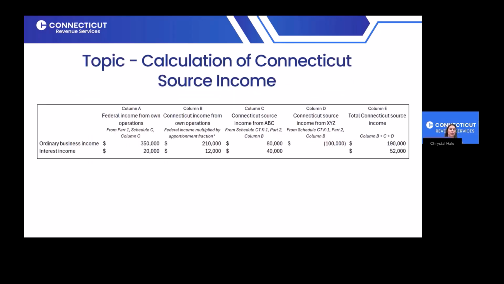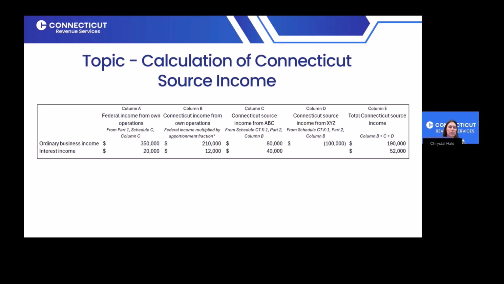So speaking of Connecticut source income, here's topic number 3. Here's a detailed breakdown of how Connecticut source income is calculated. So I've pulled my federal income from the PE's own operations. This came from Part 1 Schedule C that we just completed on column C. So we've got ordinary business income of $350,000 and interest income of $20,000. We're going to take those items of income and apply the Connecticut apportionment fraction of 60% that we had just calculated. That creates a $210,000 ordinary business income from Connecticut sources and $12,000 of income from interest.